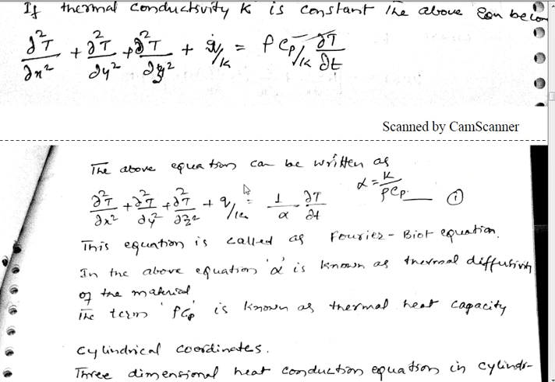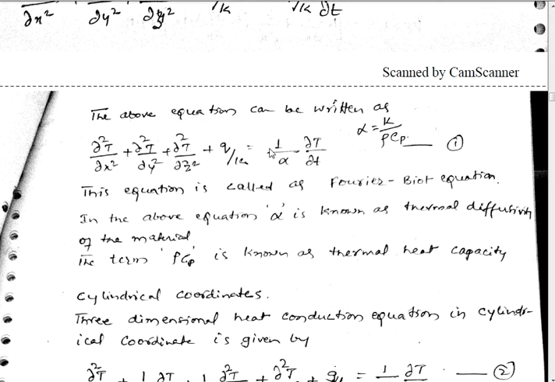In the above equation, we can write ∂²T/∂x² plus ∂²T/∂y² plus ∂²T/∂z² plus q dot by k is equal to 1 by alpha ∂T/∂t, where alpha is the thermal diffusivity.